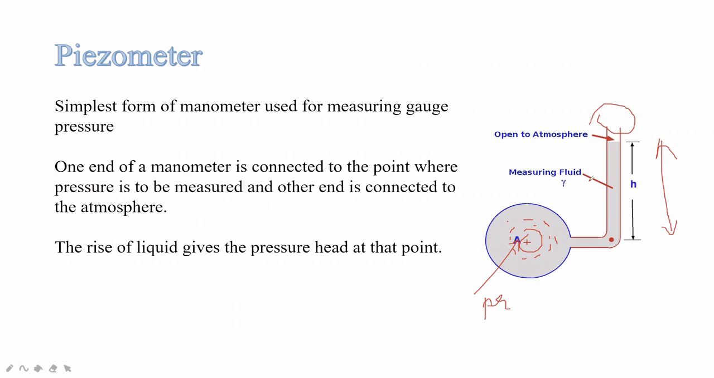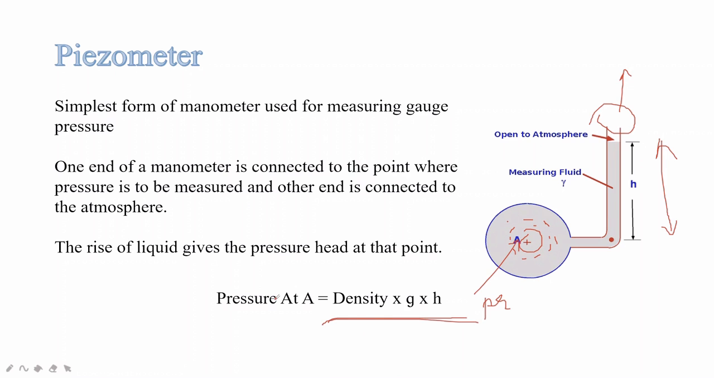How? As we all know the formula, we have height, then how can we find the pressure? Pressure is equal to rho into g into h. So the same basic formula: pressure at A is equal to density into gravity into height. So this is the piezometer construction. One end is connected to where the pressure is to be measured and the other is open to the atmosphere. Height is very important here. If height is known, we can easily calculate the pressure at A.